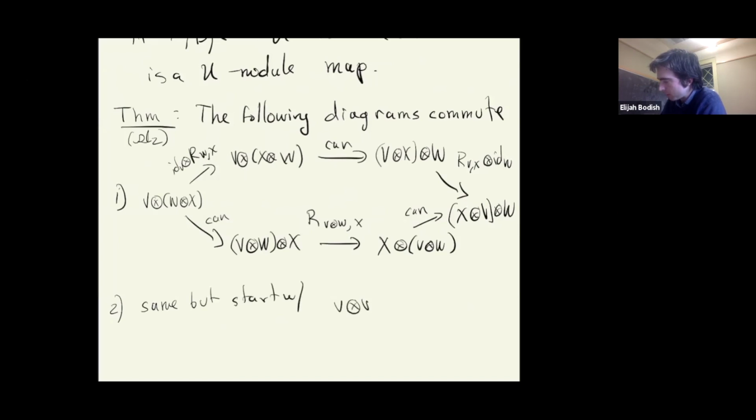I'll just leave that as something to do while you're listening to me. You can write out that diagram. Again, the proof of this will be postponed. We'll prove it in the general case at some point.